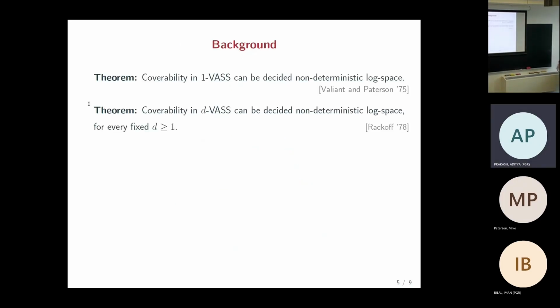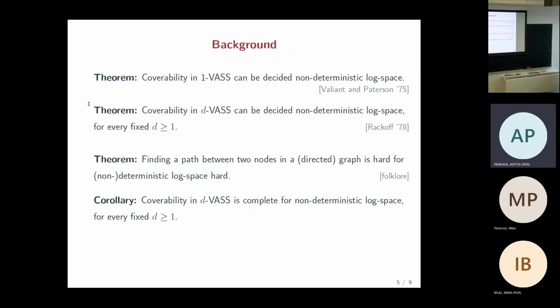A little background. These problems seemingly aren't very difficult in terms of space complexity. Coverability, when you have one component, can be decided in non-deterministic log space. It's been known for a long time. And soon after that, it was found out that you can have any number of components, and it's still decidable in log space. So if you care about polynomial running time from a complexity perspective, we're done, right? NL is within P, so who cares?